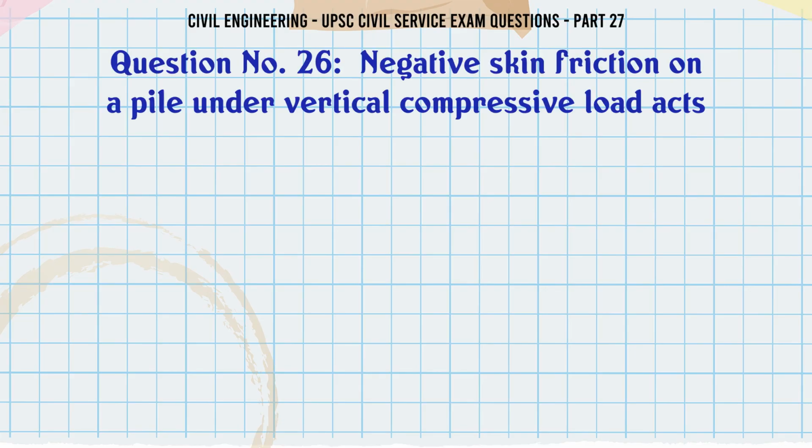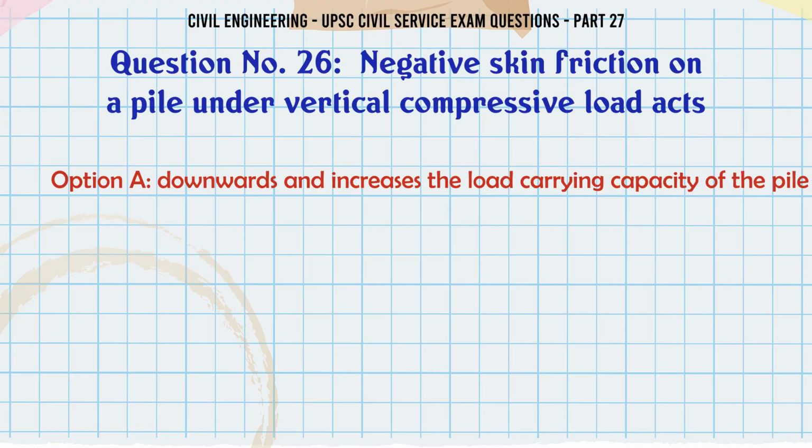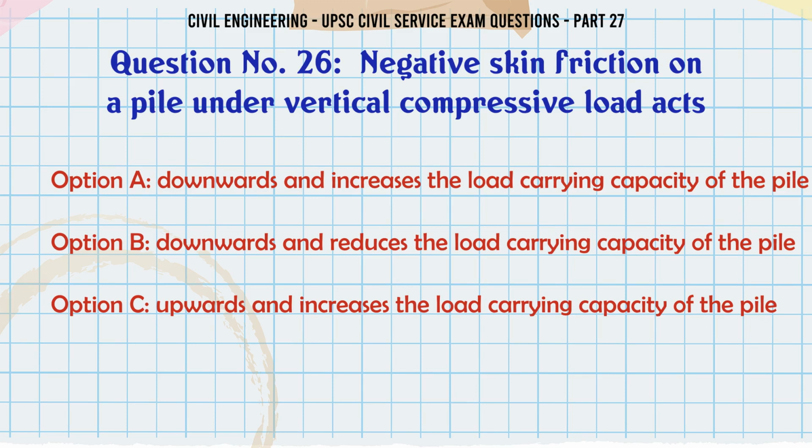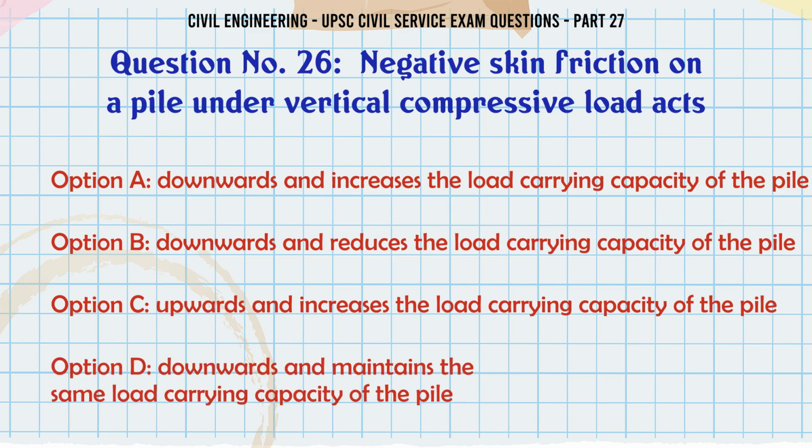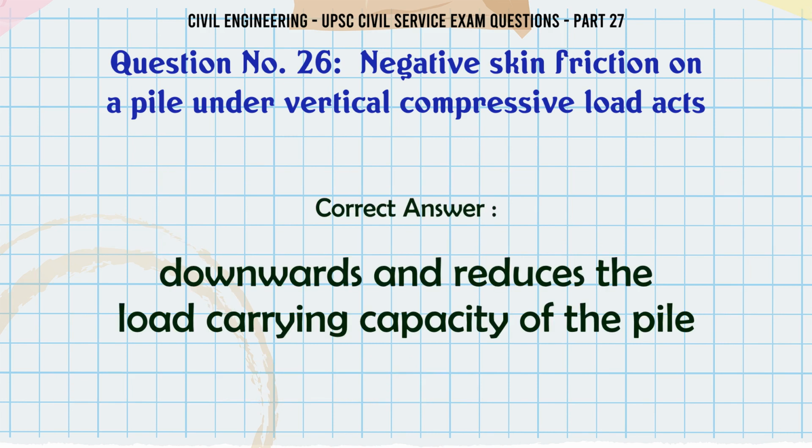Negative skin friction on a pile under vertical compressive load acts: A. downwards and increases the load carrying capacity of the pile. B. downwards and reduces the load carrying capacity of the pile. C. upwards and increases the load carrying capacity of the pile. D. downwards and maintains the same load carrying capacity of the pile. The correct answer is downwards and reduces the load carrying capacity of the pile.